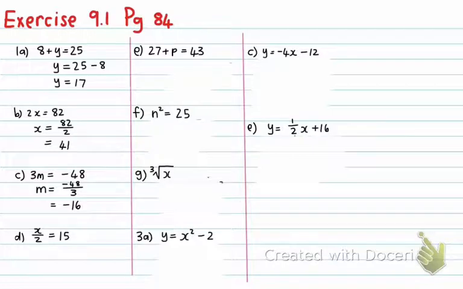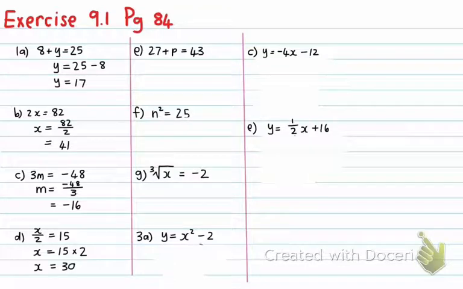At question D, I have x over 2 is equal to 15, or x divided by 2 is equal to 15. Now to get rid of that 2 on the left-hand side, I have to multiply with 2 on the right-hand side, and 15 times 2 gives me 30.